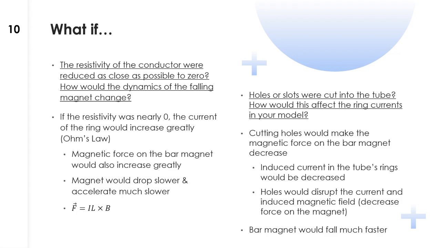So if holes or slots were cut into this tube, it would affect the ring currents in the model because it would decrease the induced current. And therefore, the induced magnetic field and force would also be decreased, and thus the bar magnet would fall much, much faster.